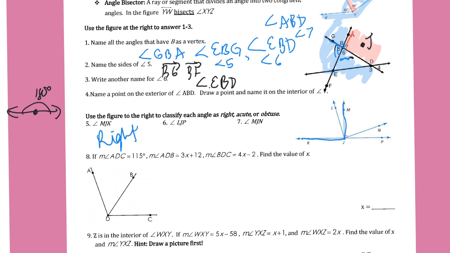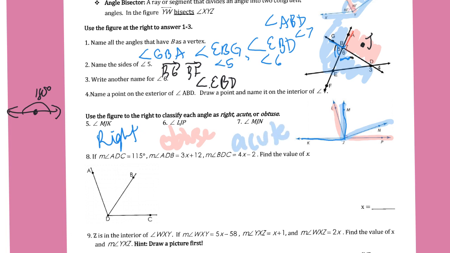LJP is going to be right here. L, J is where you turn the corner, and then P. Well, that's obtuse. Okay, and then MJN, let's grab another color. MJN, so JN goes right here, so that's going to be acute. Okay, so look at that.